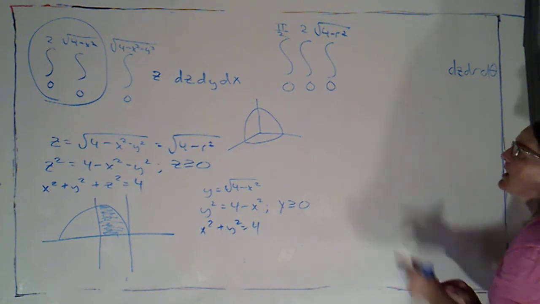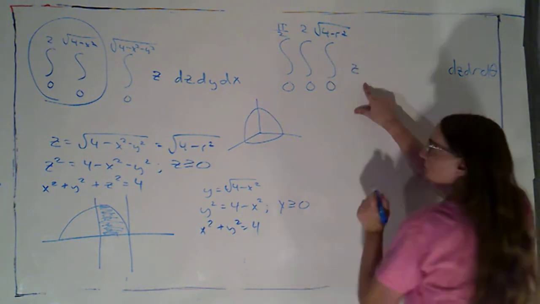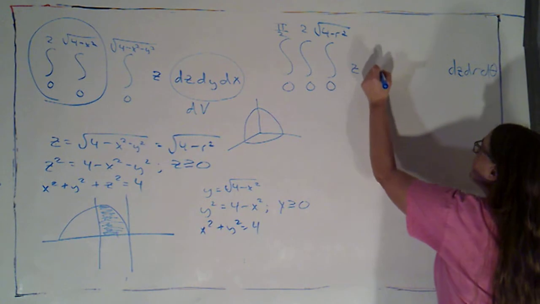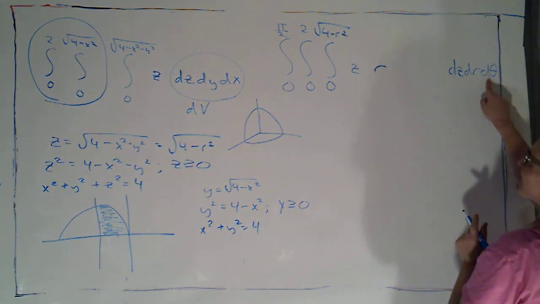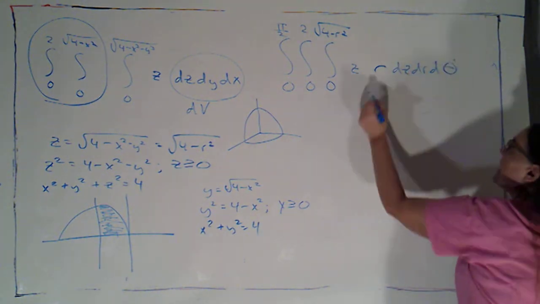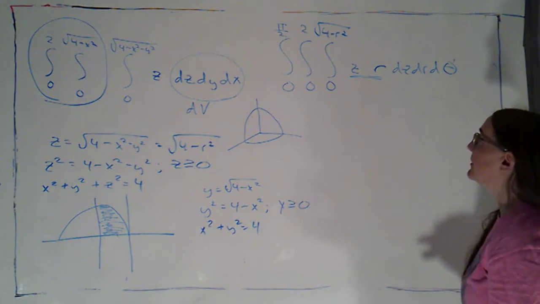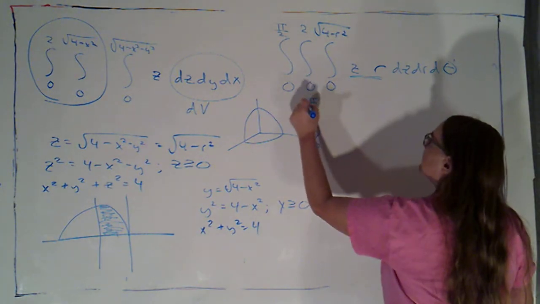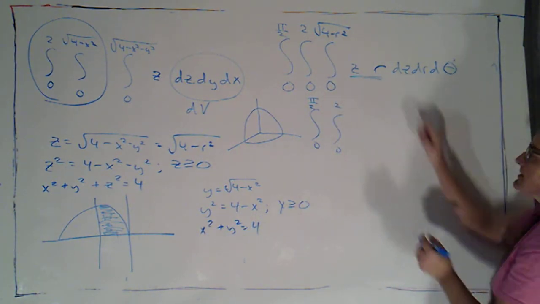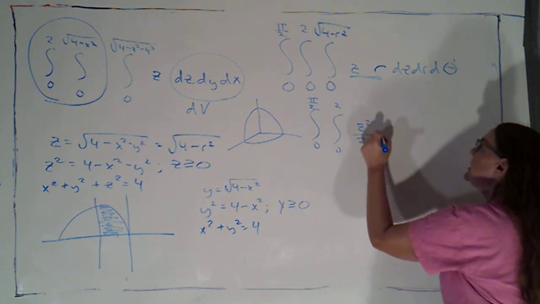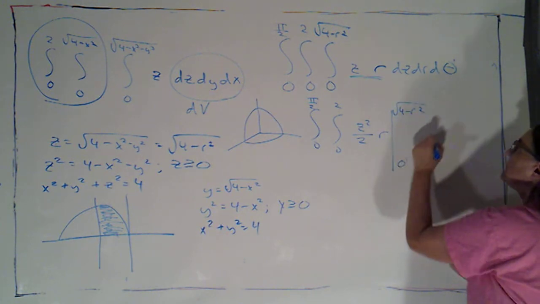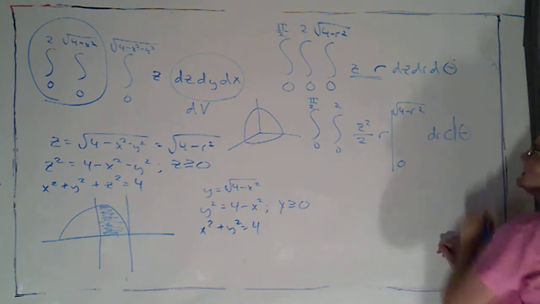We were integrating z, and don't forget, all of this was essentially just dV. dV becomes r dz dr d theta. So my integrand actually becomes z times r. So, integral from 0 to pi over 2, integral from 0 to 2. The antiderivative of this with respect to z is going to be z squared over 2 times r, evaluated between root 4 minus r squared and 0, and then we've got dr d theta.